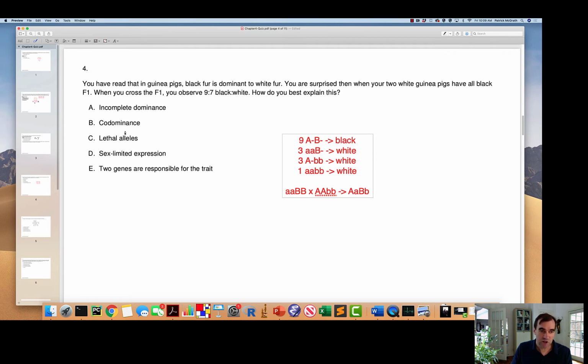So this is an example of epistasis, and the best answer for this, so this is not incomplete dominance or codominance. This is not an example of that. It's not an example of lethal alleles. It's not an example of sex-limited expression. Two genes are responsible for this trait, and they happen to have an epistatic relationship.